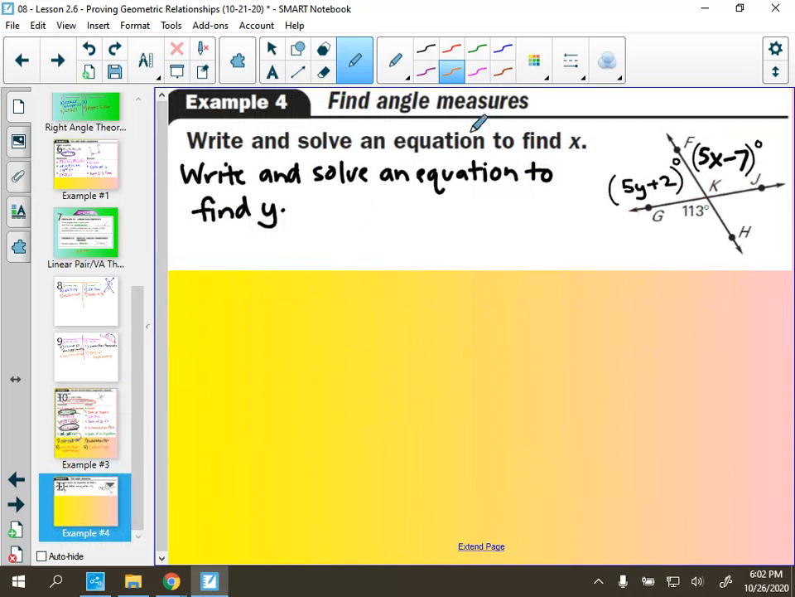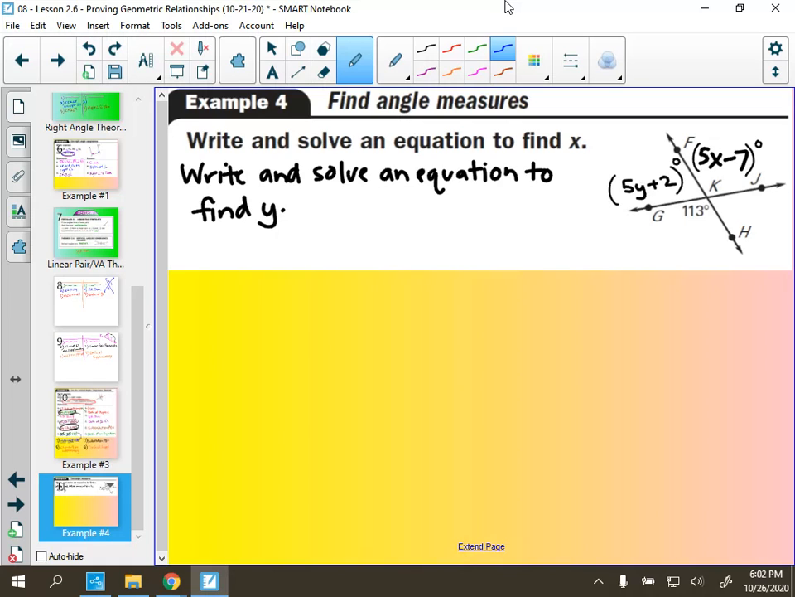And we'll talk about why it's showing up here. So we've got a figure here, some expressions, 5y plus 2, 5x minus 7, and 113. And basically what we're being told to do is write and solve an equation to find x, and write and solve an equation to find y. So there's no justifications here. I'm not asking you to write a proof or set up two columns or anything like that. We could, but I'm not asking you to do that.